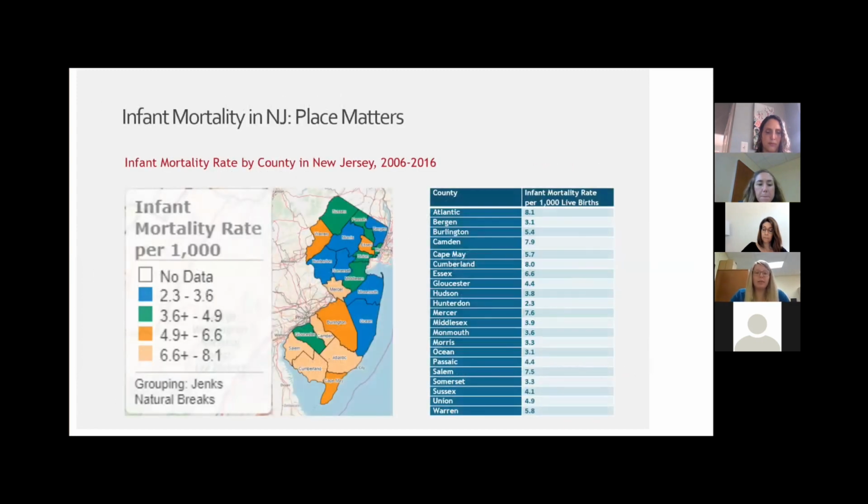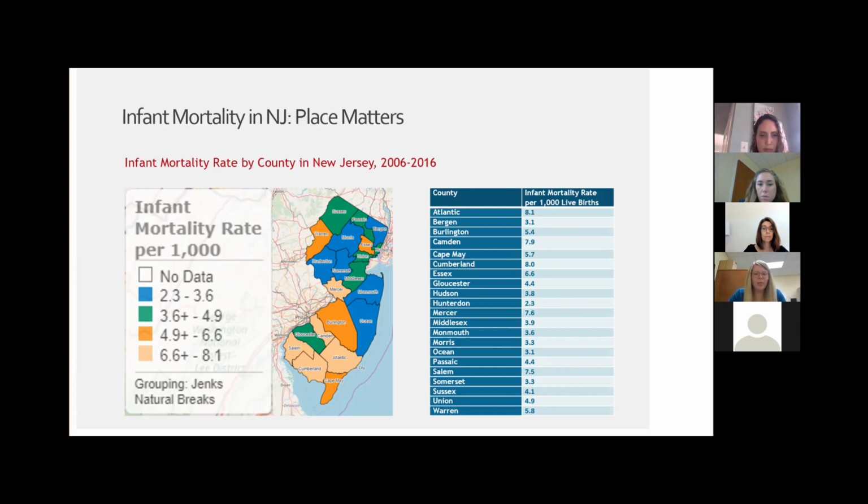So we know that race matters. Now let's take a look from a different angle. Let's look at infant mortality in context of place. Where are all these babies dying? So let's compare Morris County, which is blue, therefore has a low infant mortality ratio of 2.3, compared to Warren County, which is orange, which means that their statistic is about 4.6. And this means that infants have a higher risk of dying in Warren County compared to Morris.